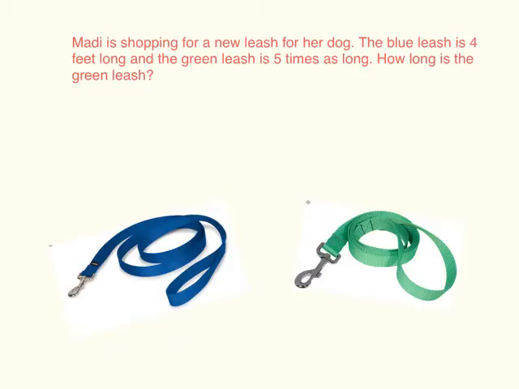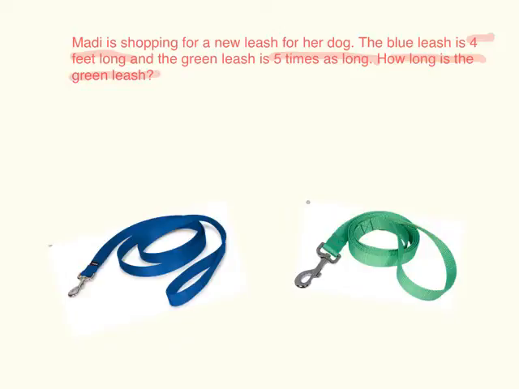As we mentioned in our I can statement, we're going to be focusing on some word problems. Here is one. We're going to go ahead and find the important details, the important numbers, and what the question is asking us to do. And then we will solve the word problem. It says, Maddie is shopping for a new leash for her dog. The blue leash is 4 feet long, and the green leash is 5 times as long. The question asks, how long is the green leash?